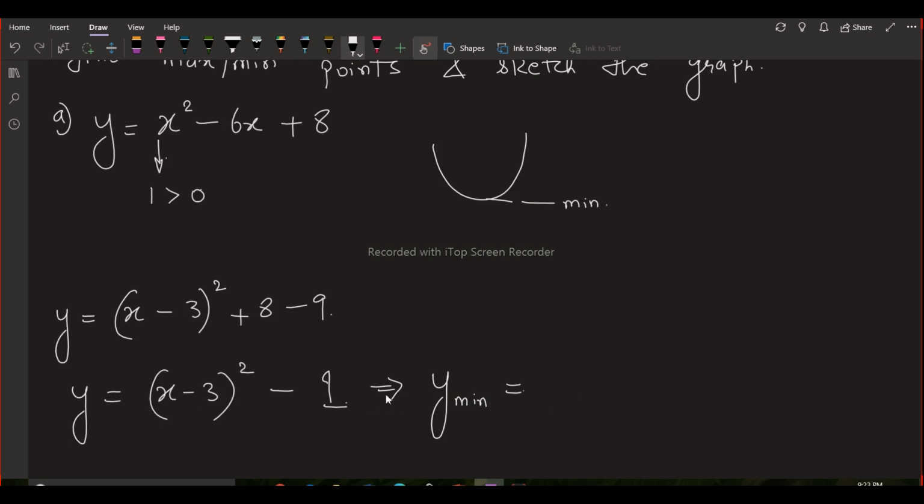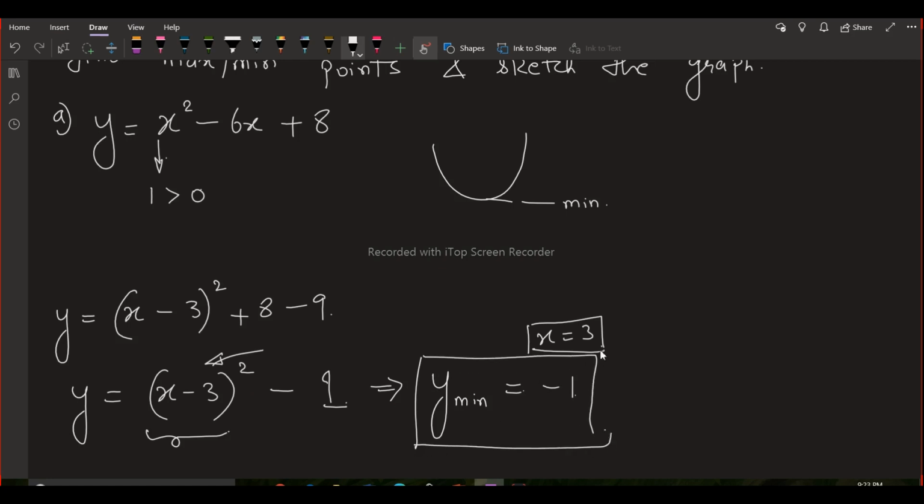Now we can clearly see that this expression y will have the minimum value when x is equal to 3, because when x is equal to 3, this part will be 0, and this is the square part, so its lowest value can be 0. If I put x equal to 3, then the answer will be minus 1. So the minimum value of this quadratic expression is minus 1, and this occurs when x is equal to 3.